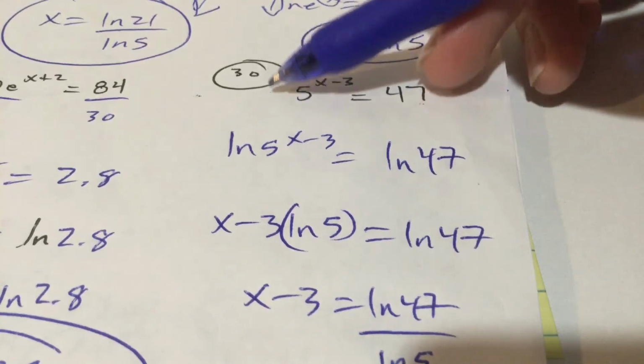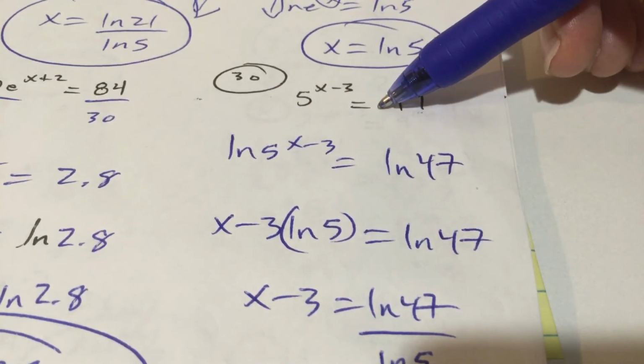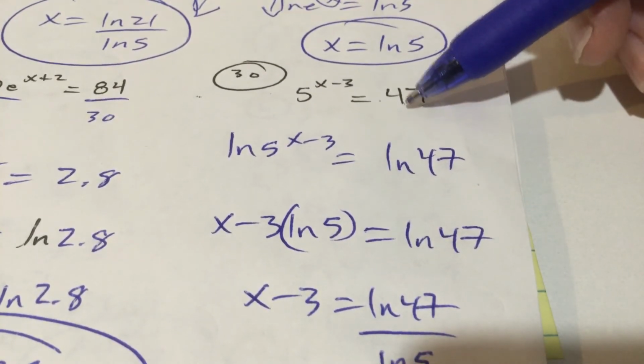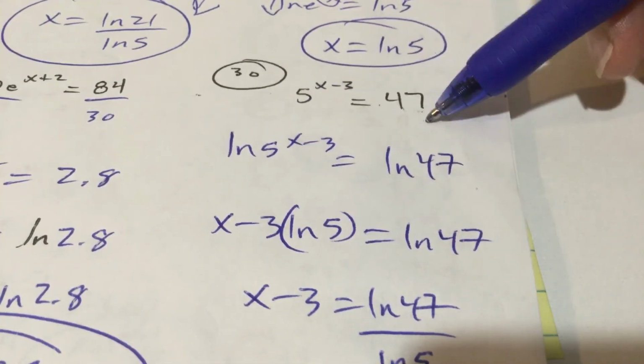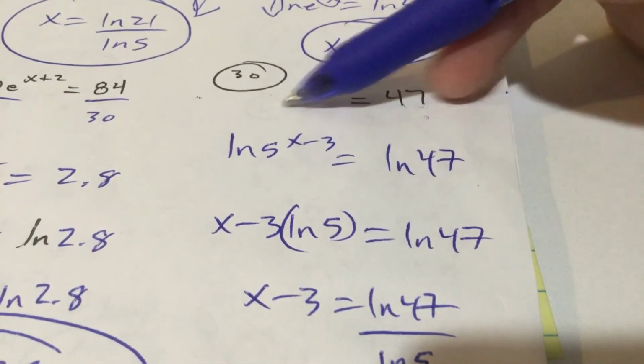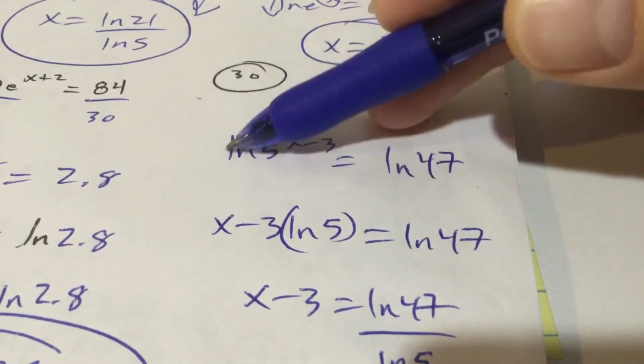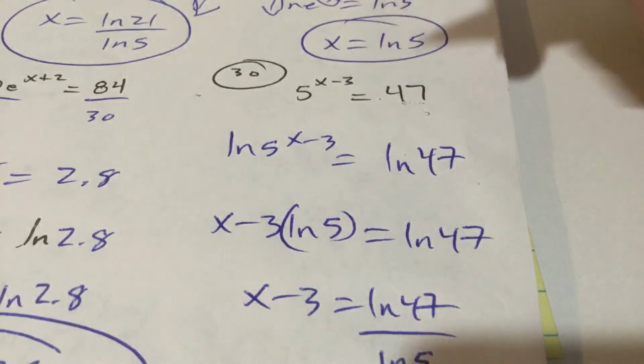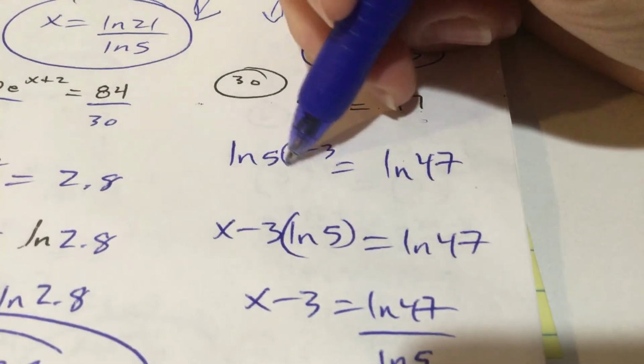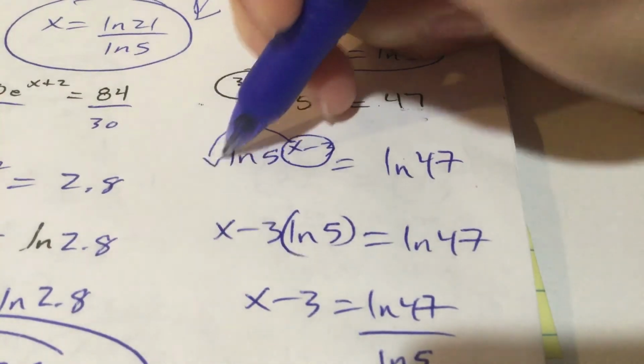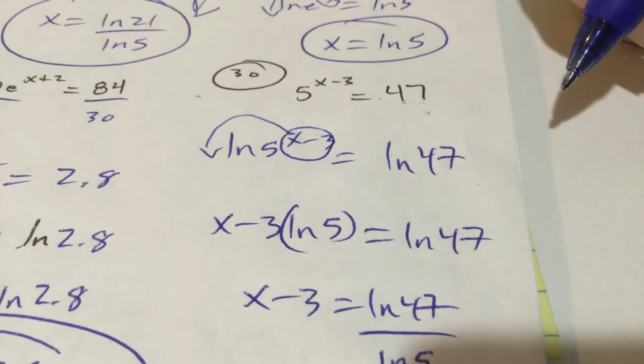I'm going to attach natural log to both sides. I can't get 47 to be base 5, so if I can't get them to be the same bases, and I don't have natural log or e involved in the problem, I'm going to attach natural log to both sides. Always, in any class. It means I'm going to take that exponent, x minus 3, and bring it on down.